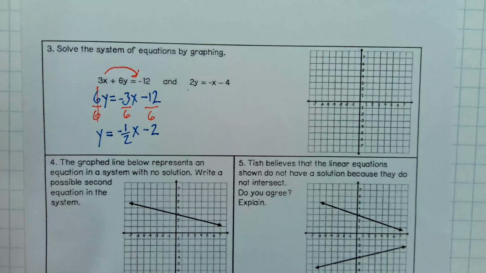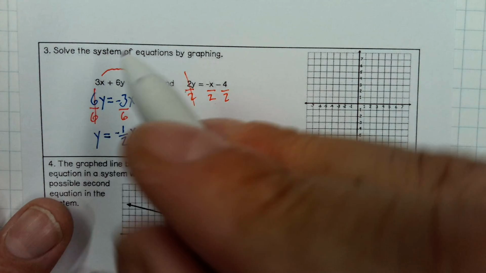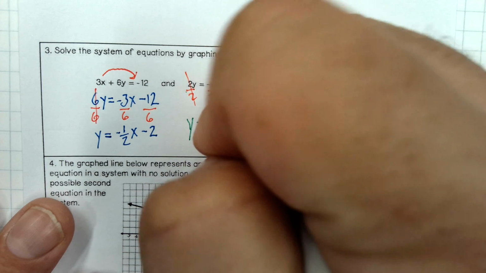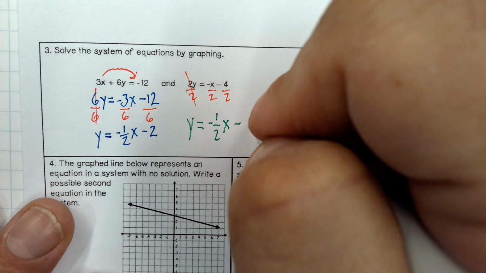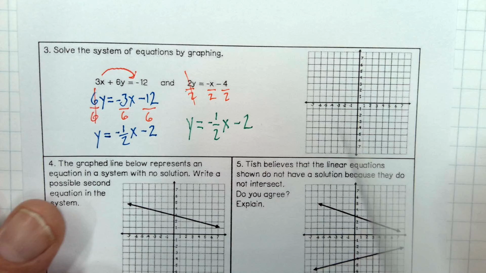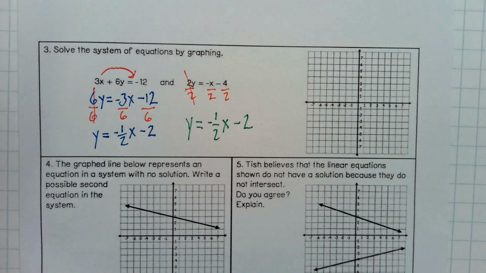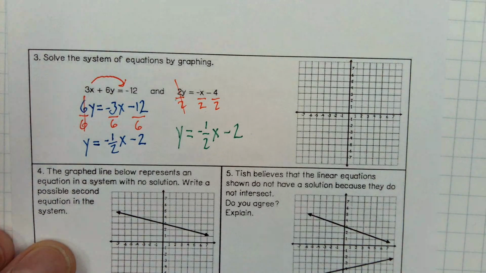Just divide by 2. This one's a little simpler. You get y equals negative 1/2 x minus 2. What's our conclusion before we even graph this thing? They're the same line. How many solutions? Infinite solutions. This is going to be one where you have an infinite number of points touching. So there's infinitely many solutions.